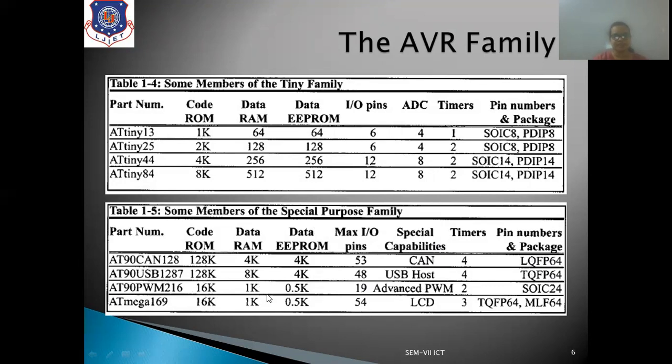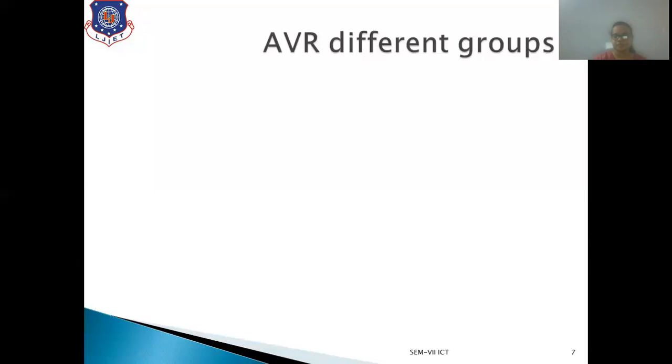Then 16K, 1K, 0.5K, 19 for advanced PWM, 2 and 24 pin IC. And 16K, 1K, 0.5, 54 for LCD at Mega 169, 3 and it is again 64 pin IC. So these were all about the AVR family, or you can say different types of AVR. Now, what are the different groups of AVR?